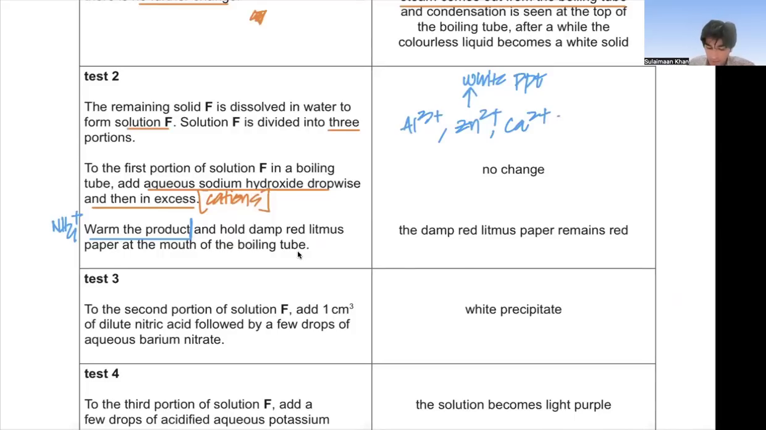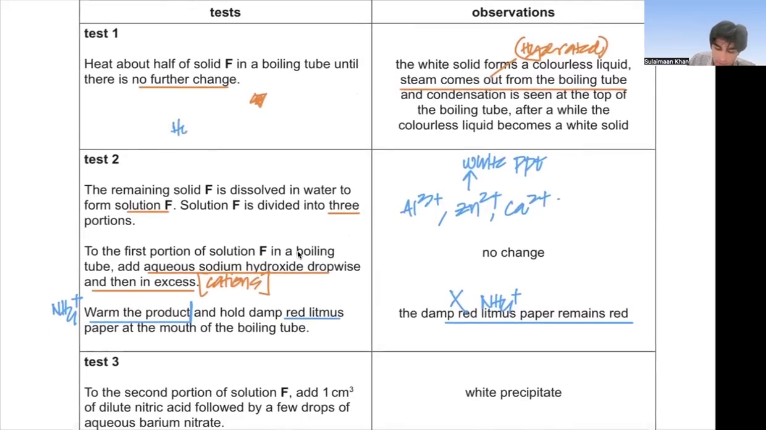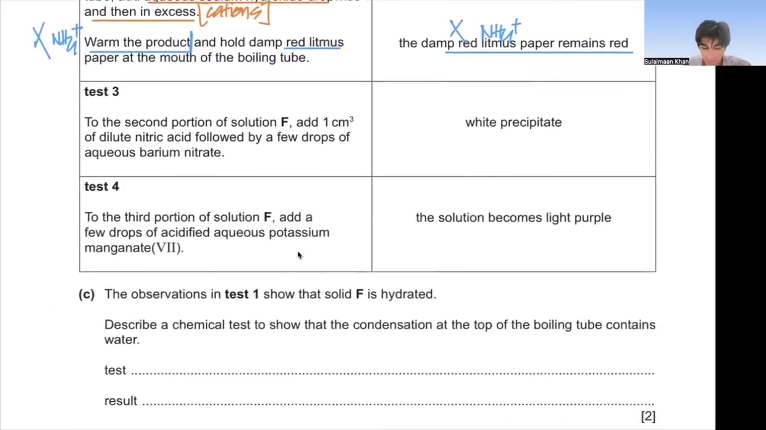So that's the test for ammonium ion. Now he's saying when he held a damp red litmus paper, it remains red. So there is no ammonium ion present. Why? Because if ammonium ion was present here, it would have formed ammonia gas, which would have turned the damp red litmus paper blue. So yeah, no ammonium ion. So for now, we just know that the salt is hydrated. We don't know anything else about it. We know that it's hydrated, and we also know that it does not have any ammonium ion. Those are the 2 things we know.